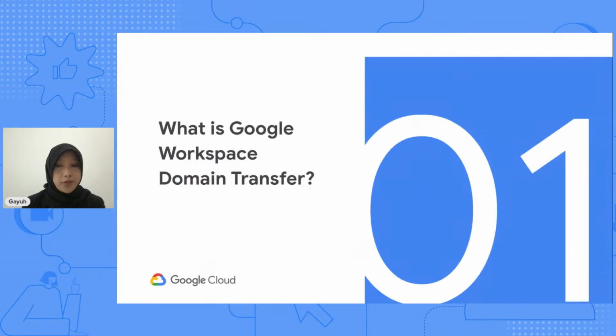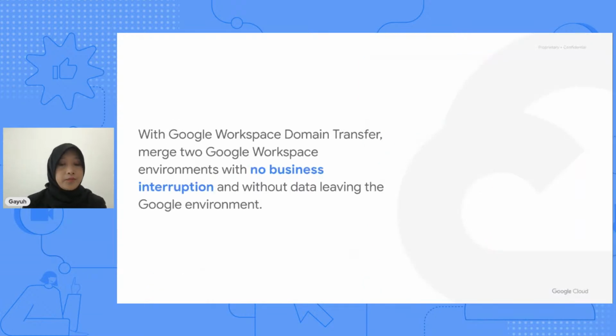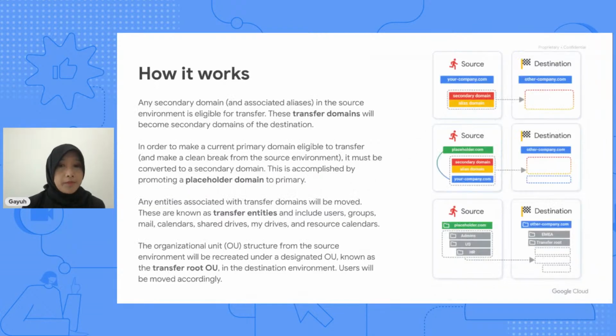So what is Workspace Domain Transfer? If you haven't heard about this before, with this service we merge two Google Workspace environments with no business interruptions and without data leaving the Google environment. How does it work? We list all the secondary domains and alias domains as the transfer domains, and any of these will be eligible for the transfer. These transfer domains, both the secondary and the aliases, will become secondary domains on the destination domain.